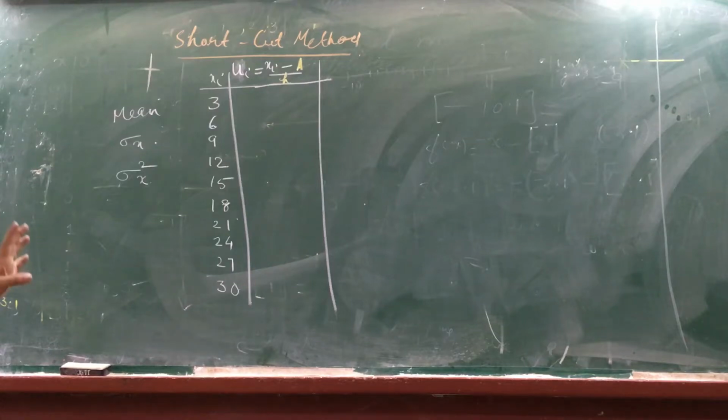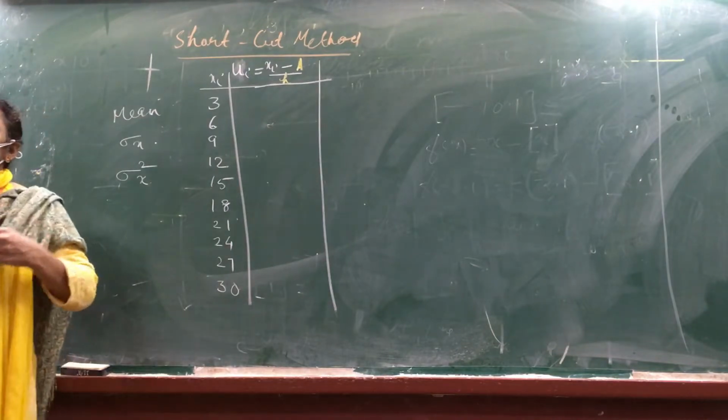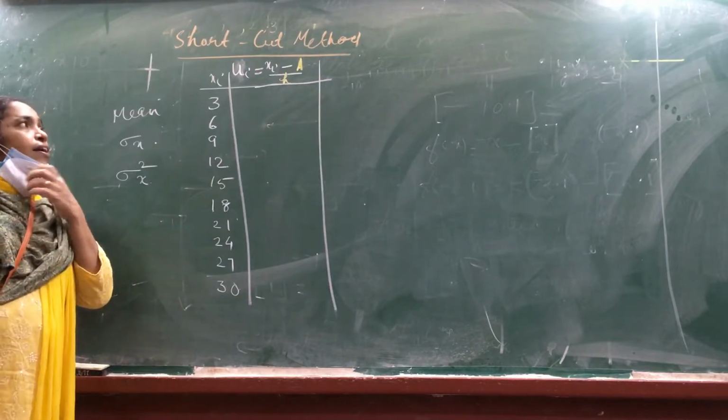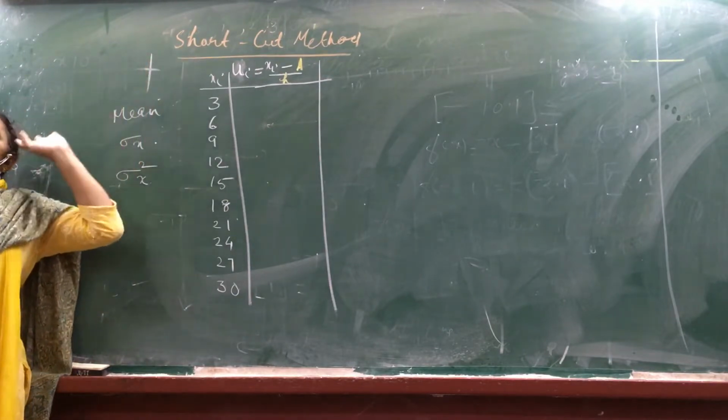So now we are applying the shortcut method. In the shortcut method, very fast you can find out the measures of central tendency or measures of dispersion.